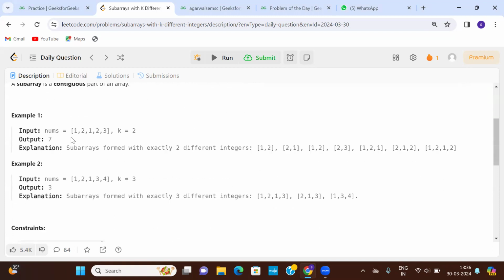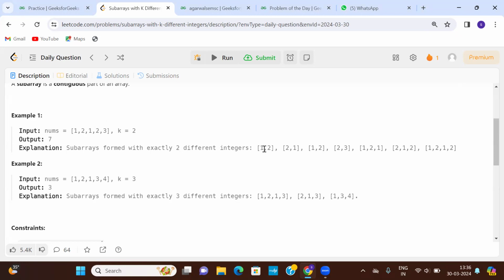We were given an array nums and a value k. We need to return the number of good subarrays. A good subarray is referred to as an array in which the number of different integers is exactly k. So over here, the array given to us is 1, 2, 1, 2, 3, and the value of k is given to us as 2. So we need to return the number of subarrays in which the number of different integers is exactly 2. So which subarrays are possible?